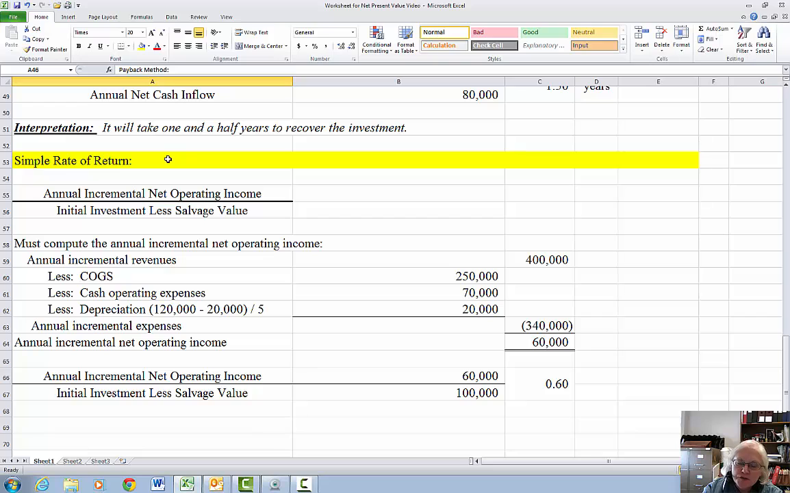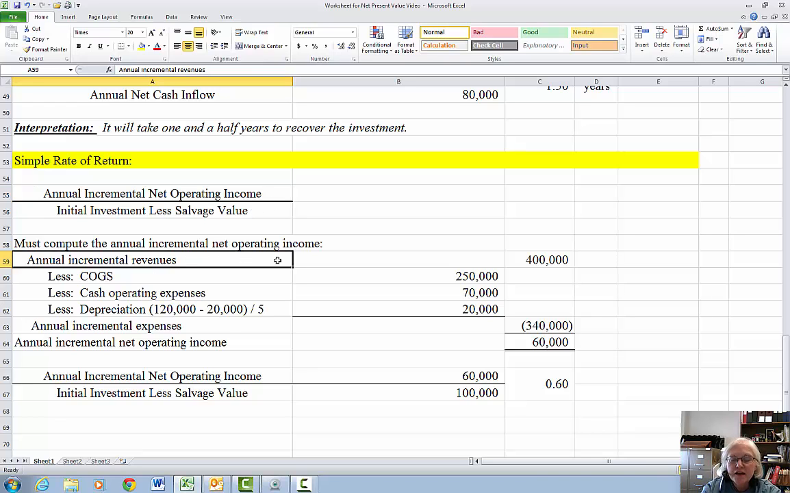The simple rate of return is computed differently depending on whether you have a revenue or just a cost savings. The example I'm going to give here is of revenue. So if we have our annual incremental net operating income and we divide it by our initial investment less salvage value, we need to calculate a couple of different things. Let's start. All we worked with above was the cash that came in and out. So now let's work with operating income.